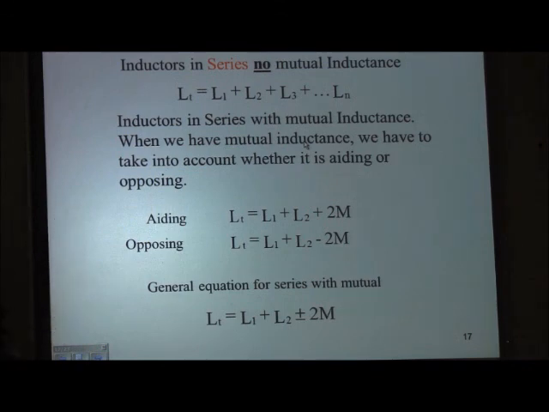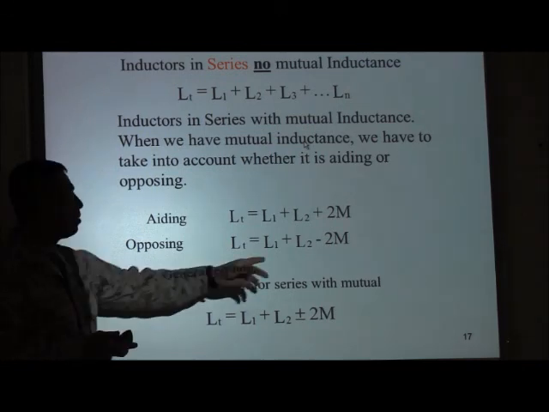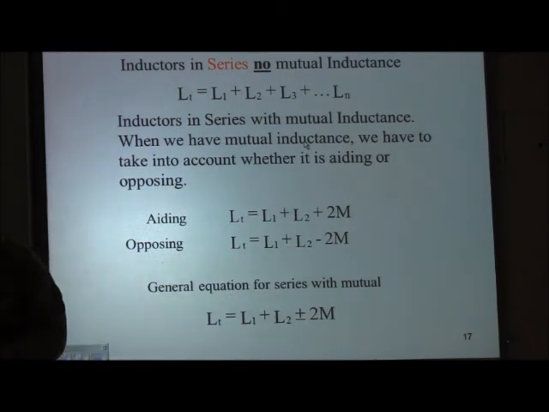Okay, in series with no mutual inductance, it's just like resistors in series. We just add them up. Okay, aiding, total inductance is L1 plus L2 plus twice mutual inductance. Opposing, L1 plus L2 minus 2 times mutual inductance. So make sure you know these because you are going to get clean formula sheets tomorrow. Okay, make sure you know this.